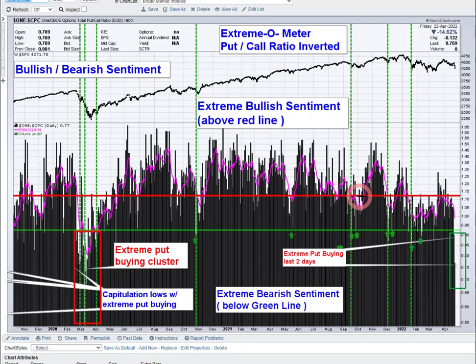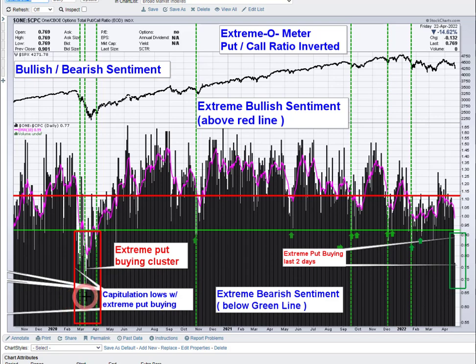Another cautionary note on positioning is my extremometer, which is basically looking at the put-call ratio, and I've got 2 levels of places to watch. Above the red line marks extreme call buying. Below the green line denotes extreme put buying.